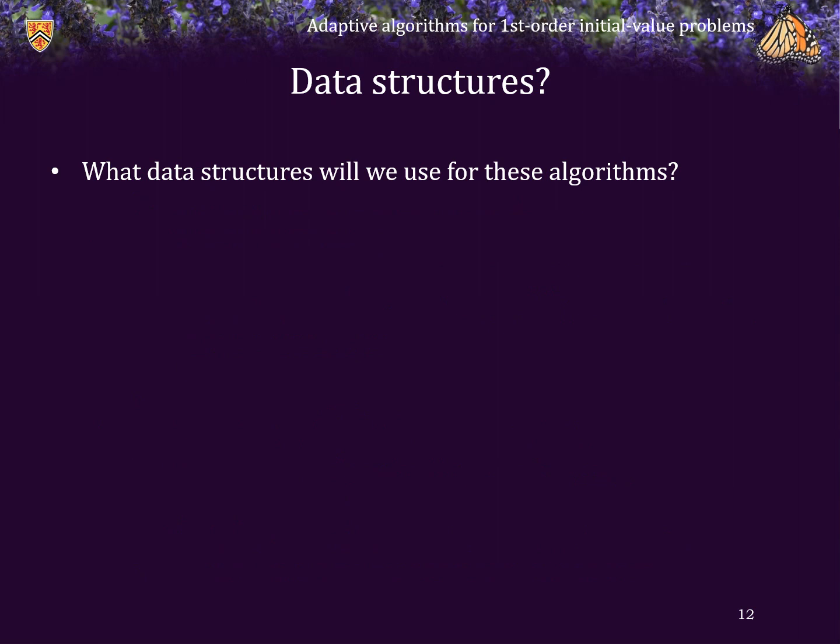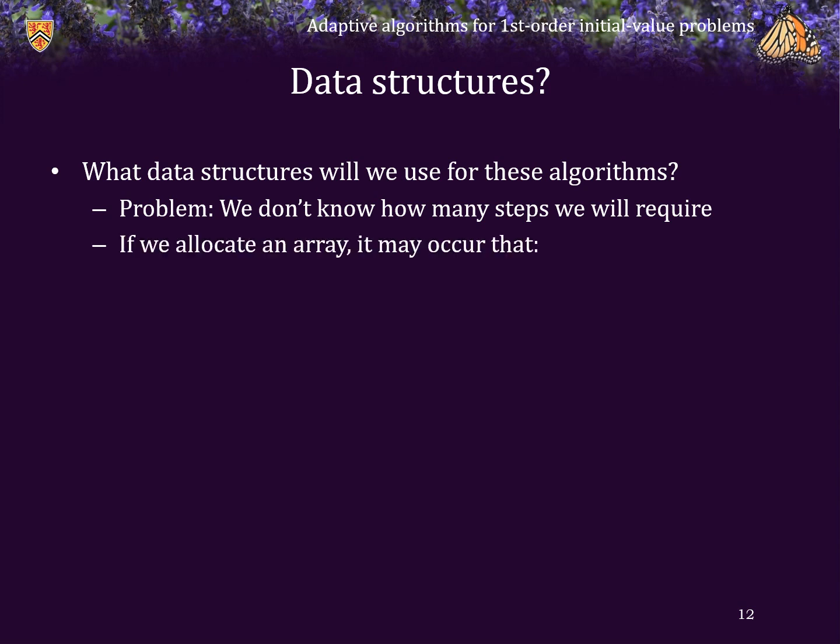Now here's another interesting question. What data structures should we use for these adaptive algorithms? The problem is we don't know how many steps are going to be required. If h needs to be very small, then there will be many steps. On the other hand, if h is very large or can be very large, then we will not require as many steps. So therefore, if we were to allocate an array, it may occur that, first of all, the array is far too large for what we have. Therefore, there's going to be wasted memory and/or time. There's definitely going to be wasted memory.